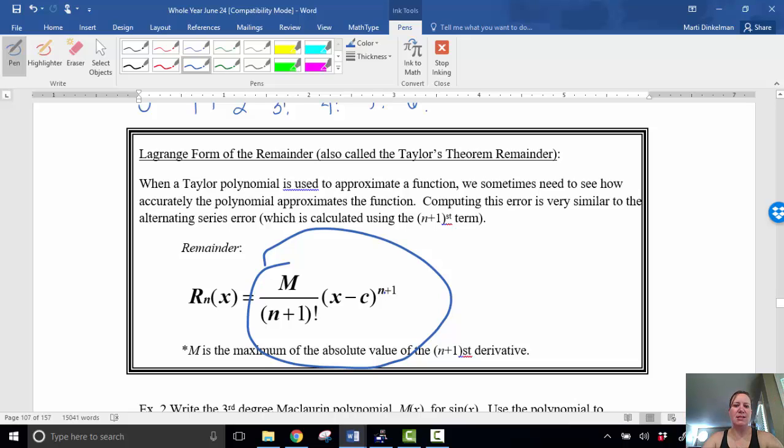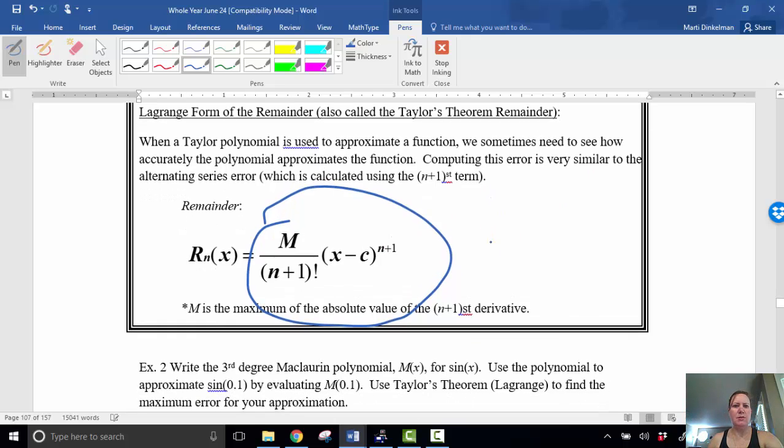The slight difference is this M here. So M is the maximum of the n plus first derivative. Again, we're thinking doomsday, worst possible scenario. So we're going to put the maximum of that n plus first derivative there.